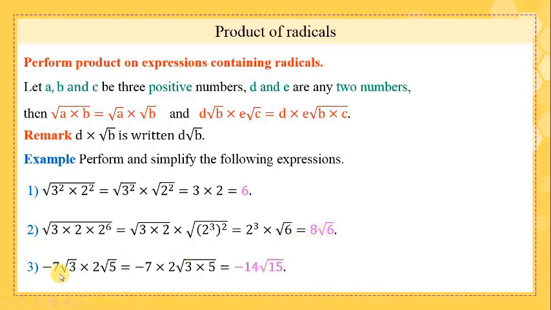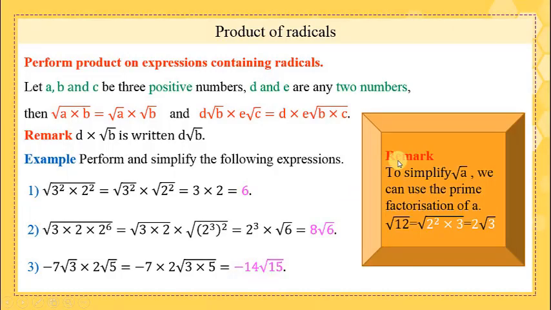3. Minus 7 radical 3 times 2 radical 5. We multiply minus 7 times 2 times radical 3 times 5. So we get minus 7 times 2 radical 3 times 5. This is equal to minus 14 radical 15. Remark: to simplify radical A, we can use the prime factorization of A. Example: radical 12 is equal to radical 2 square times 3, which is equal to 2 radical 3.